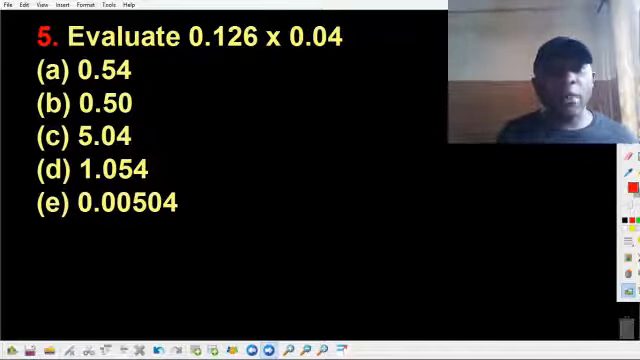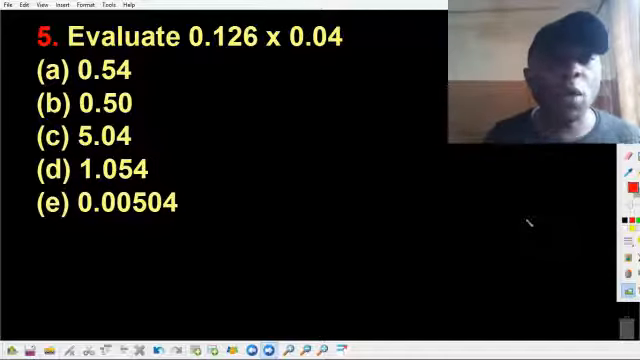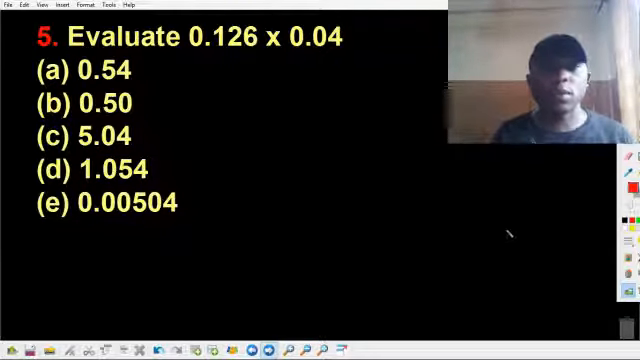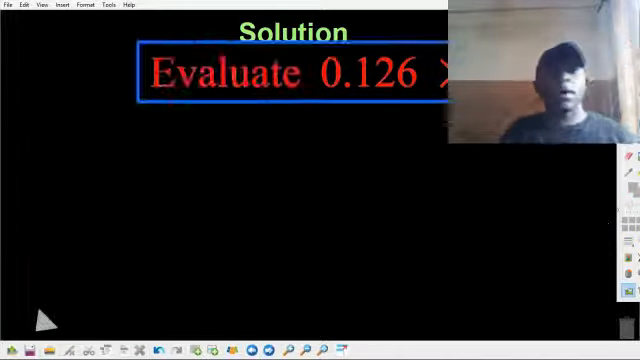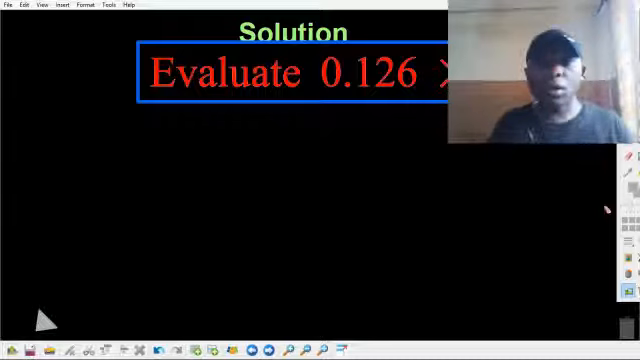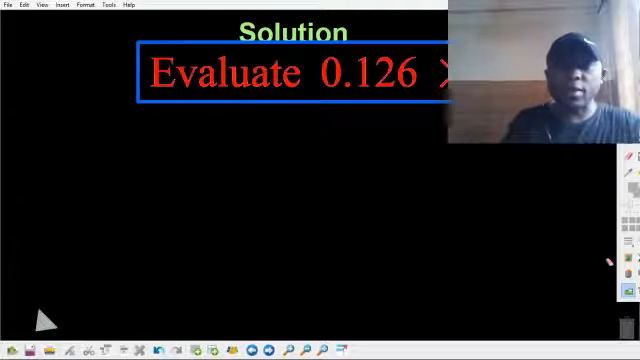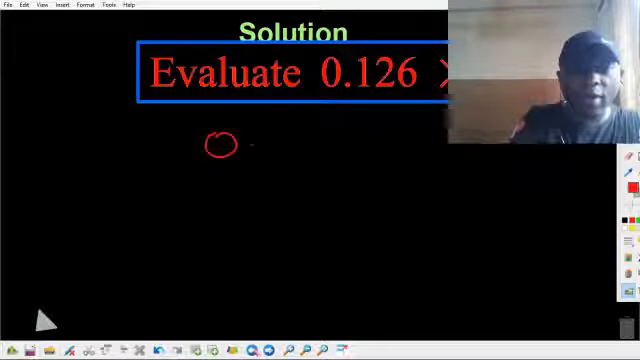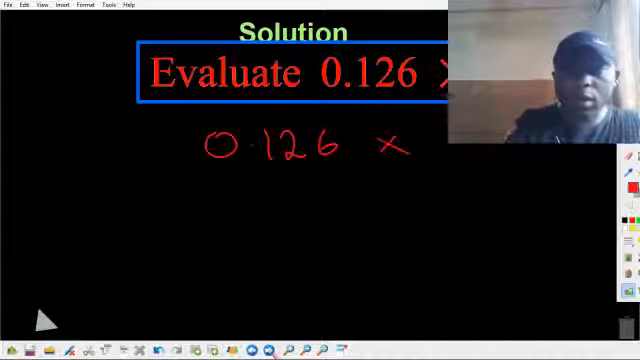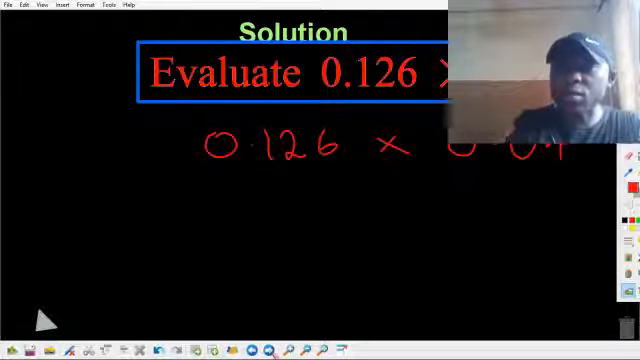Yes, here we are being told to do what? Evaluate 0.126 times 0.04. Let's move down to the solution to this. How do we start working on this? First thing we need to consider is that this first number has 3 decimal places, multiplied by 0.04, which has 2 decimal places.